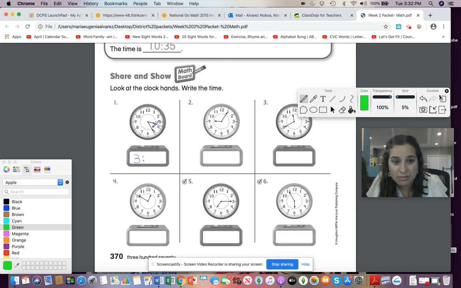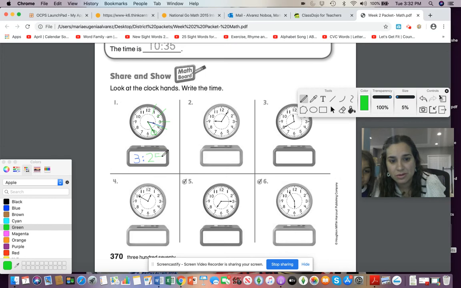minutes. So the minute hand is pointing all the way to 5. So how do we know how many minutes is 5? How do we count? By 5s. Okay, so this is 5, 10, 15, 20, 25. So what number do I have to write in the minutes right here? 25. So I'm going to write 25 the best I can with my mouse.